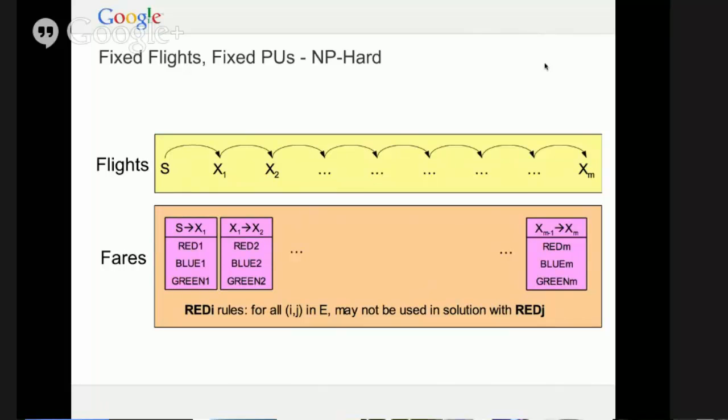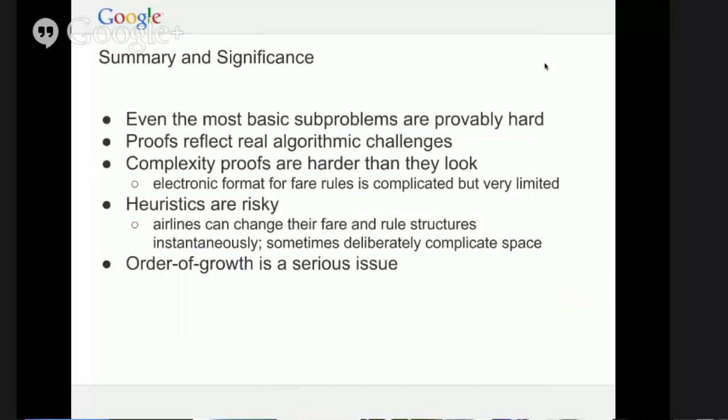So, what are we left with? It's very simple. Even the most basic of subproblems are provably hard. And these are not proofs of just some bad corner case that never happens in practice, where these fare rules inherently allow for so much complication that this can happen, but the airlines would never do such a thing. No, that is not true. These proofs reflect real algorithmic challenges.